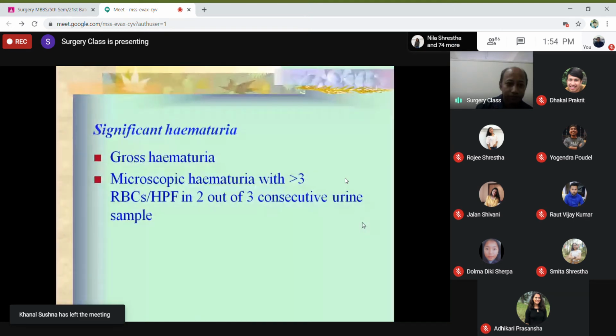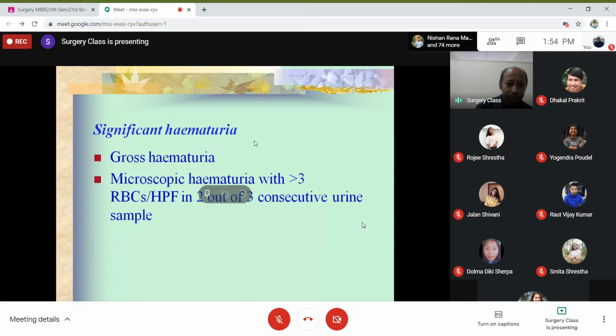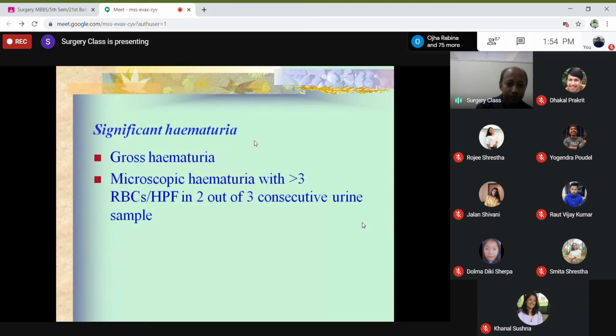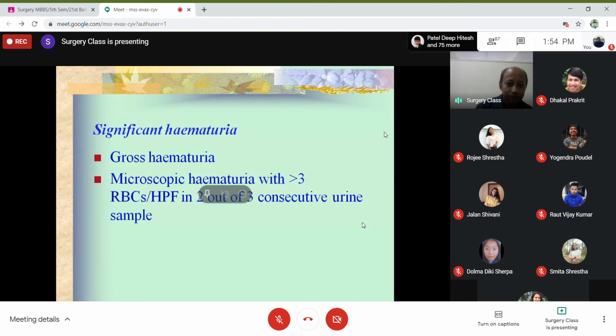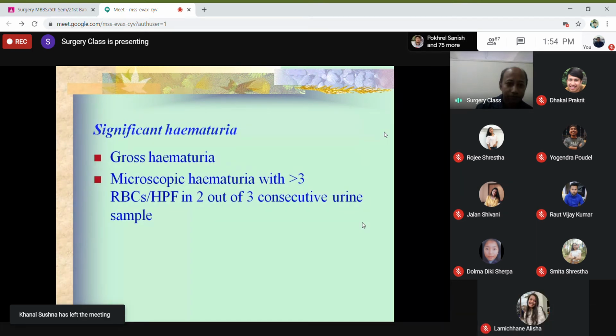So let's talk about significant hematuria. All hematuria may not be significant. Significant hematuria is either gross hematuria, or microscopic hematuria with more than 3 RBCs per high power field in 2 out of 3 consecutive urine samples. This is regarded as significant hematuria.